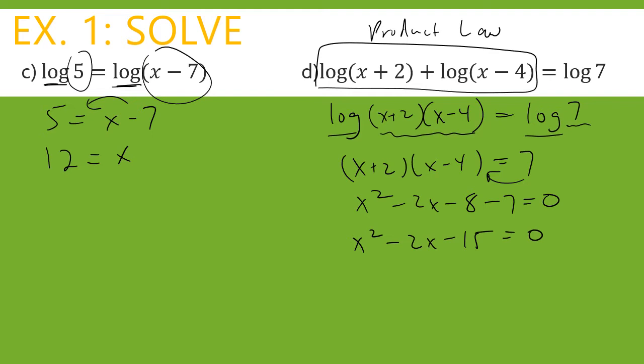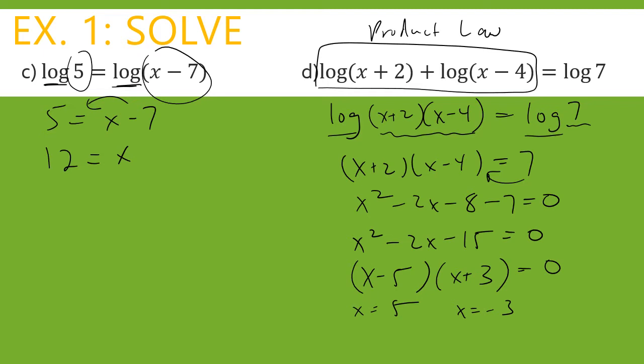Got to find the zeros. How do I find the zeros? Factor, or you could use quadratic formula if you want to flex that skill. This is a simple trinomial to factor. x minus 5 and x plus 3. That means x equals 5 and x equals negative 3.